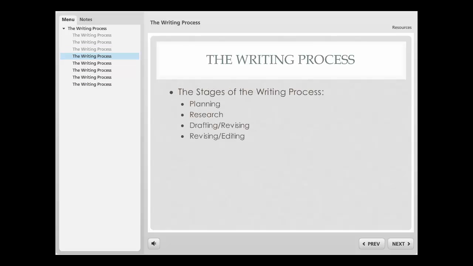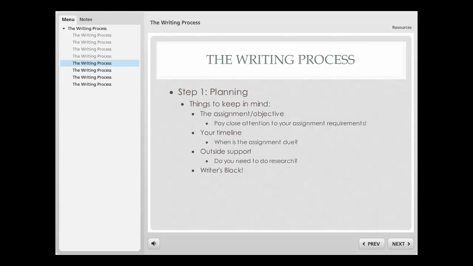As we know from Jonathan's video, there are 4 stages to the writing process. They include planning, researching, drafting, and revising or editing. It is important to consider each step of the writing process in order to produce the best possible product. The first stage of the writing process is the planning stage.